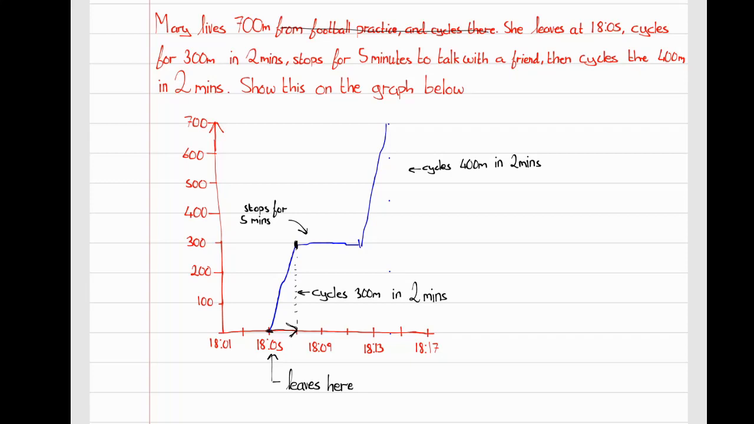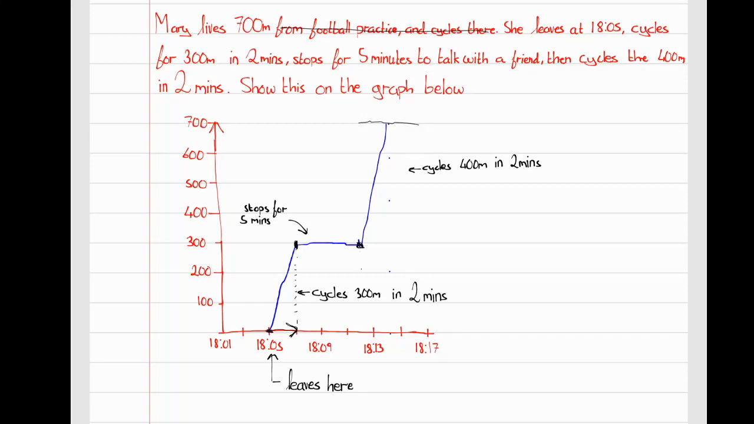She stops then for 5 minutes. So we move absolutely no distance, so we're not making any movement in the y direction here. She stays still until 5 minutes later when she moves off again. When she does that, she travels 400 meters, so we come up here and note that she's travelling as far as 700, but no further. She takes 2 minutes to travel that 400 meters.